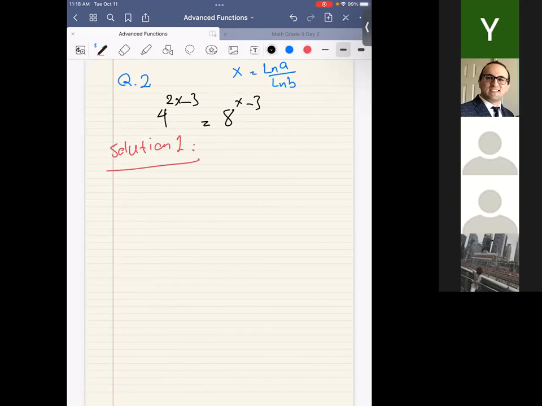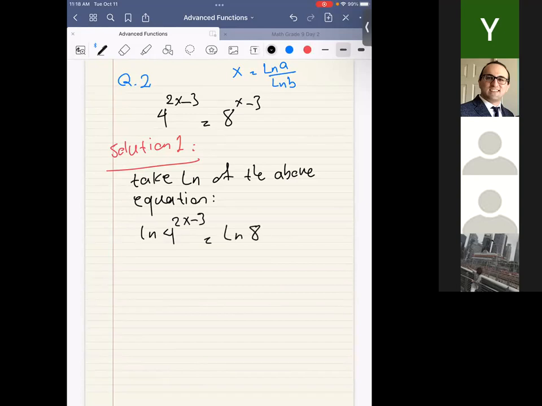So solution 1, just take ln of the above equation. If you take ln, that means ln of 4 to the power 2x minus 3 is equal to ln of 8 to the power x minus 3. And because of the properties of log, we know that ln of 4 to the power something is just 2x minus 3 times ln of 4. And same thing for ln of 8 to the power something, it is just x minus 3 times ln of 8.